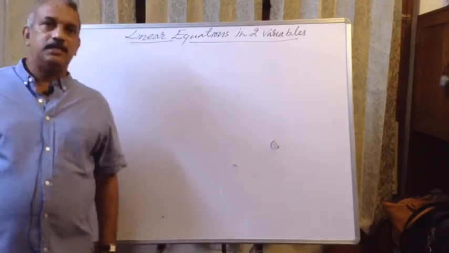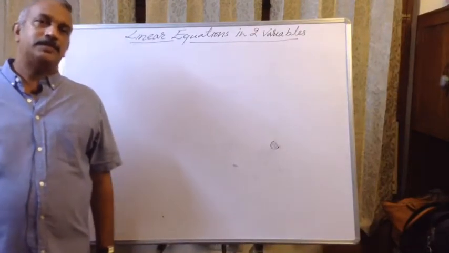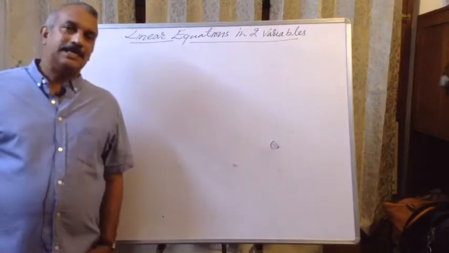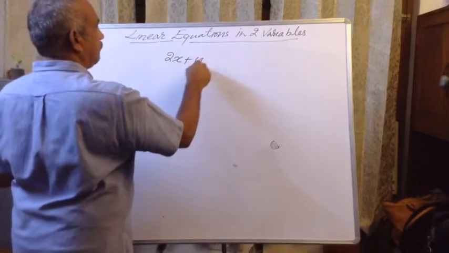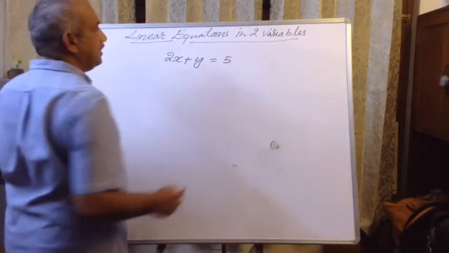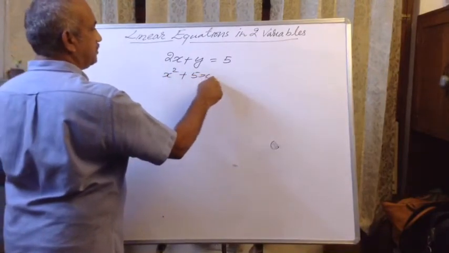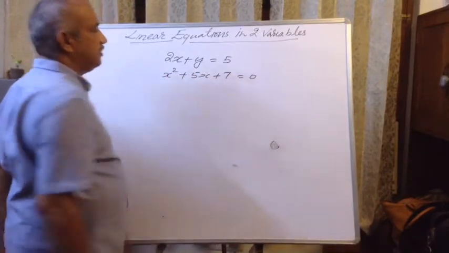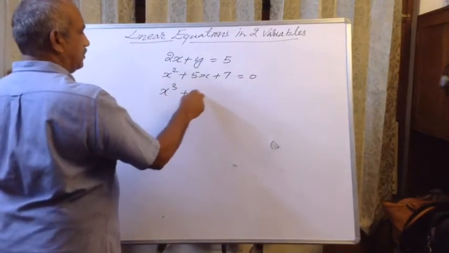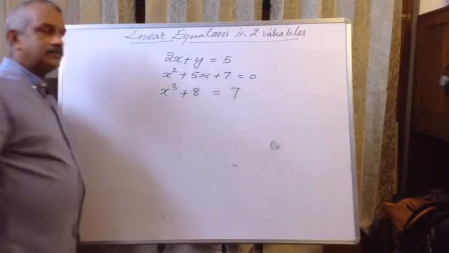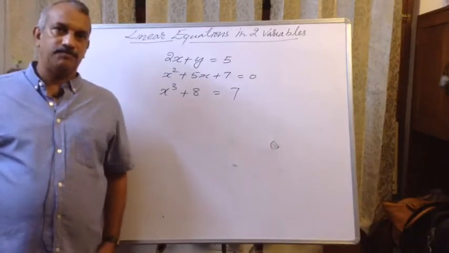Now, depending on the degree of the variable, the highest power of the variable, an equation can be linear, quadratic or cubic. So for example, 2x plus y is equal to 5. It is a linear equation. Say x square plus 5x plus 7 is equal to 0. It is a quadratic equation. Say x cube plus 8 is equal to 7. It is a cubic equation. So you have to see what is the highest power of the variable.